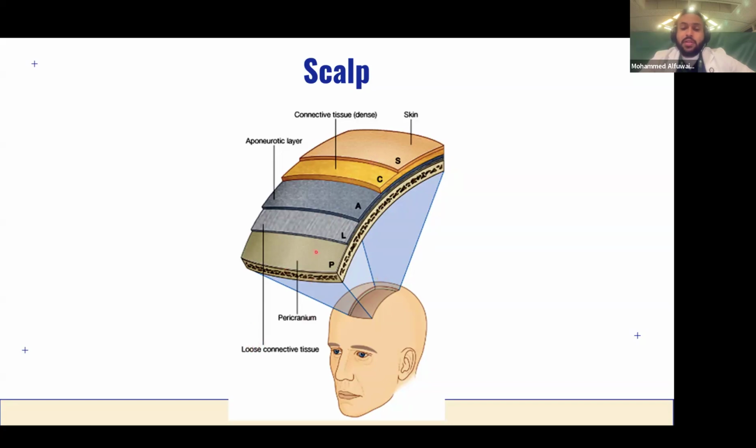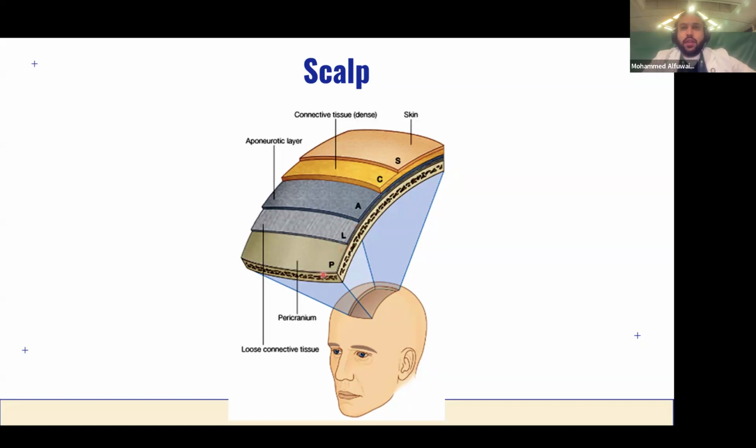Which layer will gape if you have a laceration? Below the aponeurosis, the loose connective tissue. If you have a deep scalp laceration, it affects the loose connective tissue. The aponeurosis is what keeps the 2 muscles in place. If you cut this, it will just separate. So the wound will gape, okay? Then we have the pericranium.